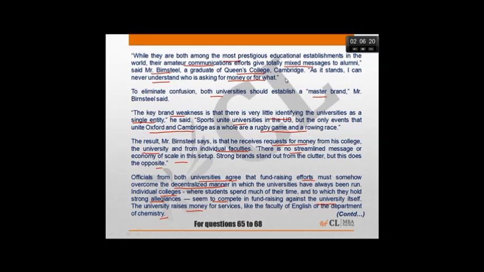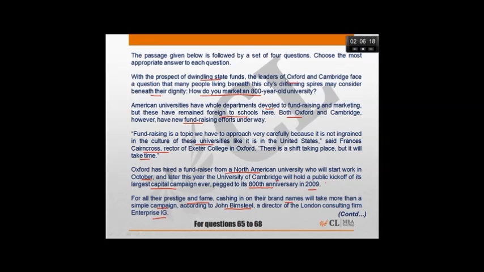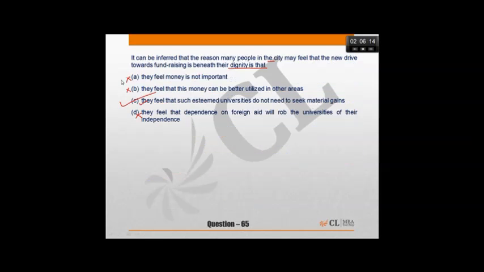What does the underlined word in the given sentence mean in the context of the passage? With the prospect of dwindling state funds. Dwindling state funds mean decreasing state funds. But let me just go back to the passage. I think it was right at the beginning of the passage. So with the prospect of dwindling state funds, yeah, decreasing state funds coming down. So the correct answer here has to be choice D.